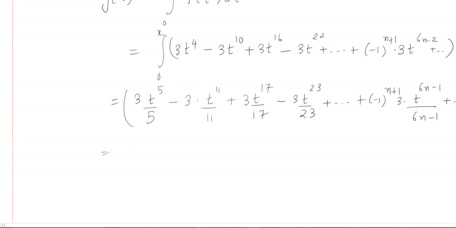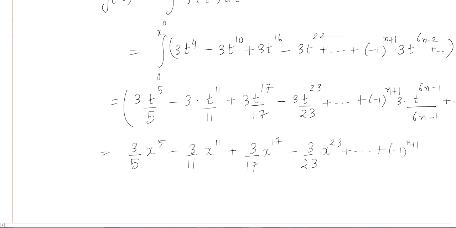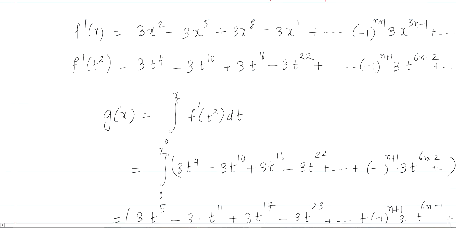So essentially to find this at x, we can rewrite this as 3 over 5 times x to the 5 minus 3 over 11 times x to the 11 plus 3 over 17 times x to the 17 minus 3 over 23 times x to the 23, plus the general term is 3 over 6n minus 1 times x to the 6n minus 1, and plus so on and so forth.